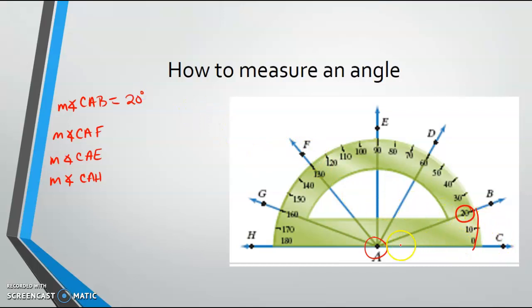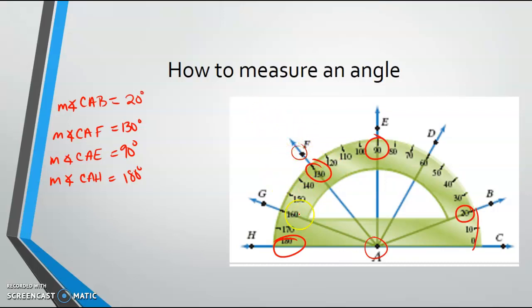So then if I do CAF, here's F, so ray AF is going through at 130 degrees. So that's my angle measure for that one. CAE goes through at 90 degrees. And CAH is our straight line, and there's its measure at 180 degrees. So that's how we measure.